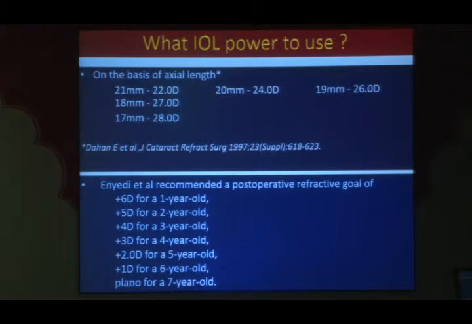Another study, the guidelines published by Enyedi et al. They recommended a post-operative refractive goal of about plus 6 diopters if a child is 1 year old, and similarly plus 5 for a 2 year old, and till 6 years old they did the undercorrection and kept the child hypermetropic. They suggested that a plano lens, the emmetropic IOL power, should be put in children 7 years old and older.